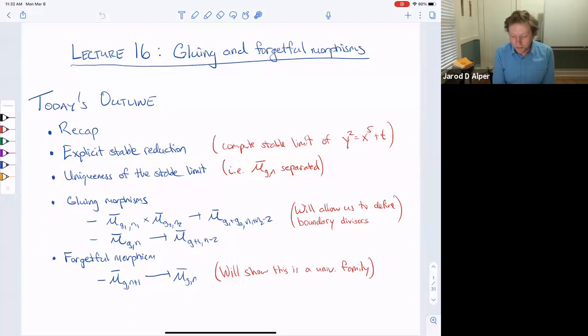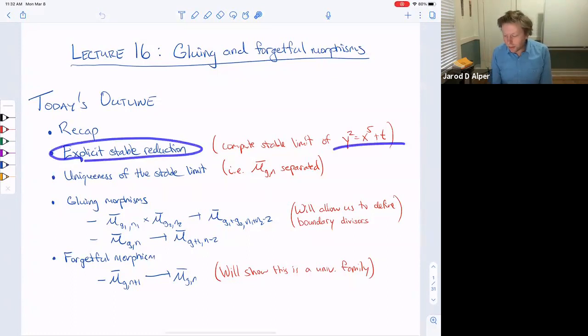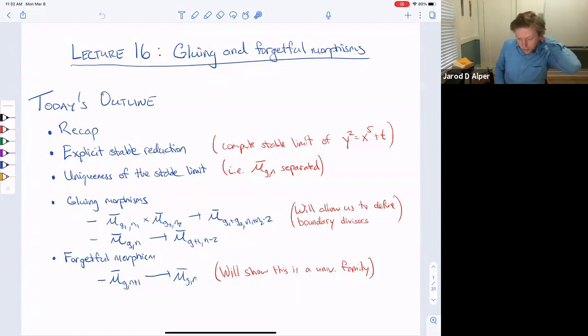So I'm going to start with a recap of stable reduction and the general strategy of stable reduction and what we used to prove stable reduction in characteristic 0. And then I would like to give an explicit example of how this works in practice, computing the stable limit of a degeneration to a ramified cusp. And then we'll wrap up this discussion of stable reduction, where we'll prove that the stable limit is unique, which will ensure that the stack is separated.